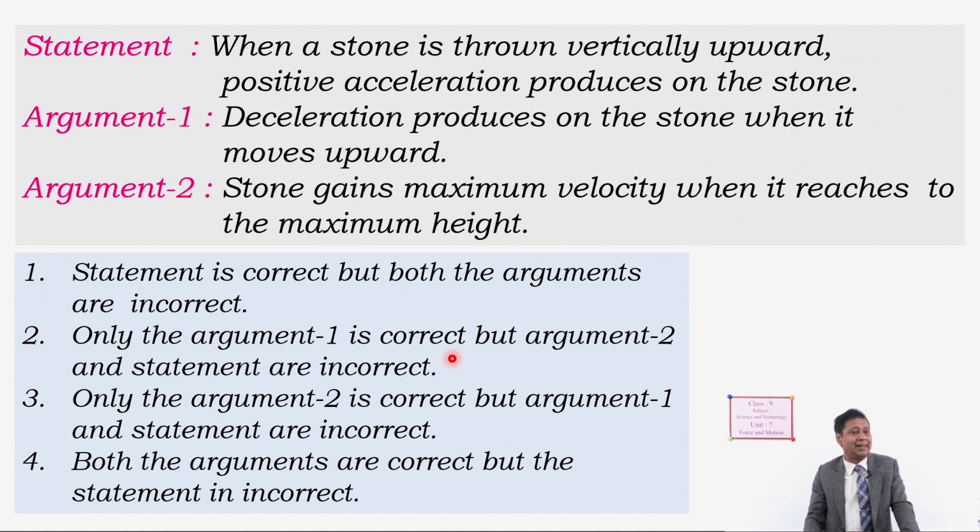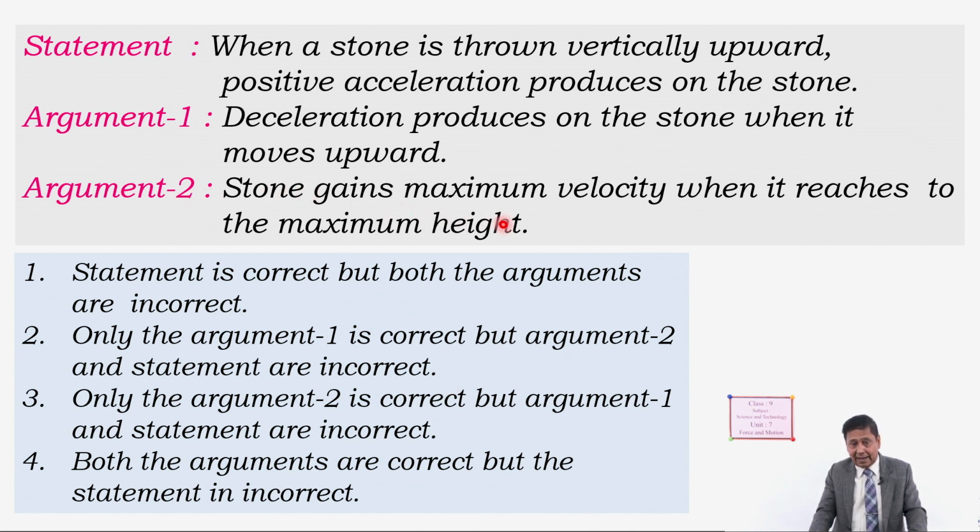Number 2, only the argument 1 is correct, but argument 2 and statement are incorrect. Argument 1 is correct, it is told, so I want to check it. Deceleration produces on the stone when it moves upward. Deceleration means retardation. If a stone is thrown vertically upward, yes, retardation produces on the stone when it moves upward. This is correct. But number 2 doesn't say only about argument 1, but it also says argument 2 and statement are incorrect. Now I have to go through argument 2.